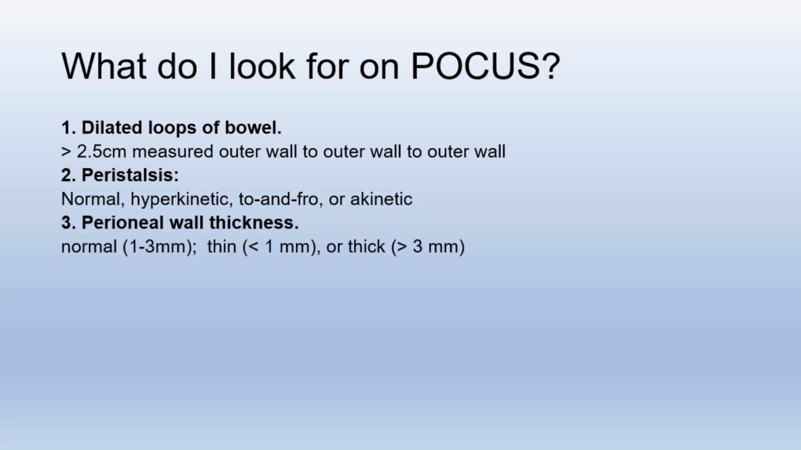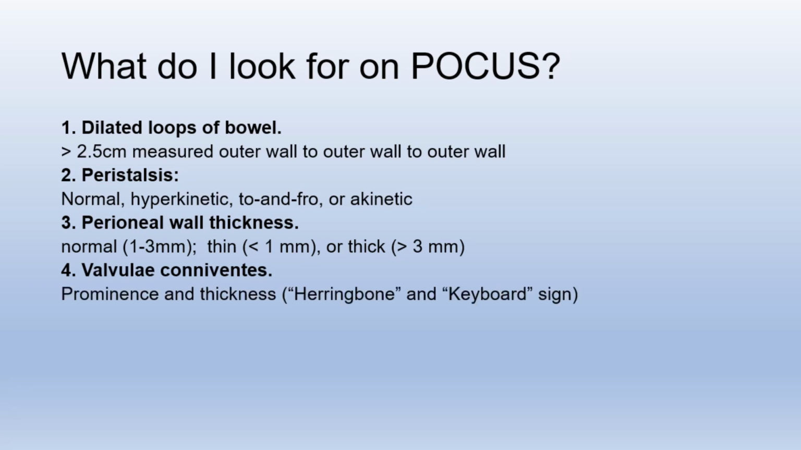Number 3, you're going to look at the peritoneal wall thickness. So again, no consensus definition, but normal is considered widely to be between 1 to 3 millimeters. Thin, which is in that initial stage of obstruction, it's less than 1 millimeter. And then thick in the final stages when you have a dying necrotic dead bowel, greater than 3 millimeters.